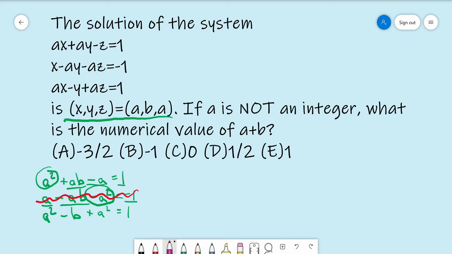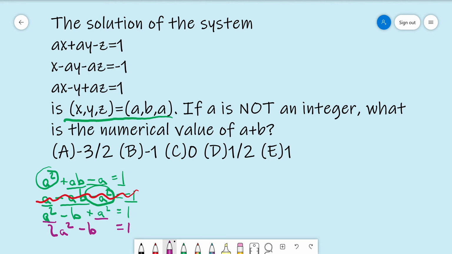So going back to the first equation and the last equation, the last equation we can rewrite as 2a squared, you've got an a squared and an a squared, minus b equals 1. Okay. Let's see if we can combine the first equation and the last equation somehow. Since we have this a squared, we'd like to get this into the form of a quadratic equation. In order to do that, we need to have a 0 on the right side. So if we subtract these equations from each other, we'll have a 0 on the right side. So let's see what we get.